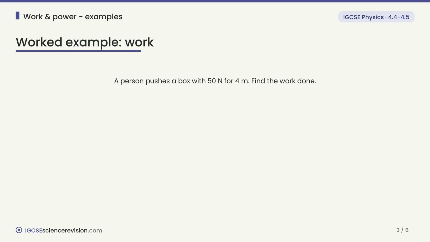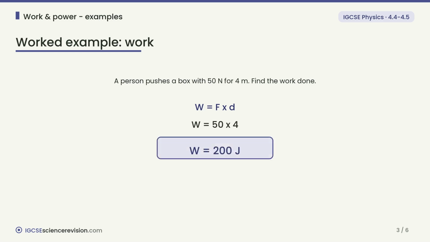Let's find some work done. A person pushes a box with a force of 50 newtons over 4 meters. Write the equation. Work equals force times distance. Substitute 50 times 4. That's 200 joules of work and 200 joules of energy transferred.